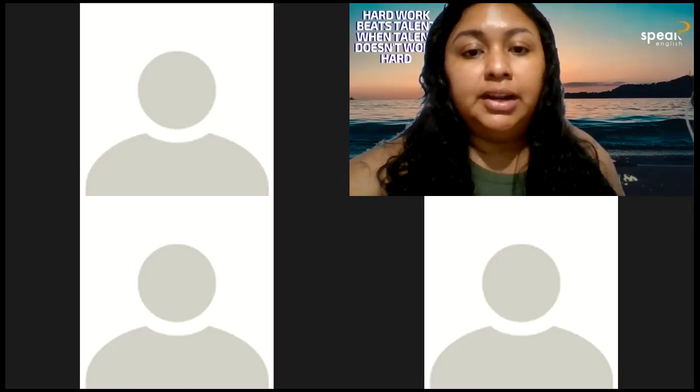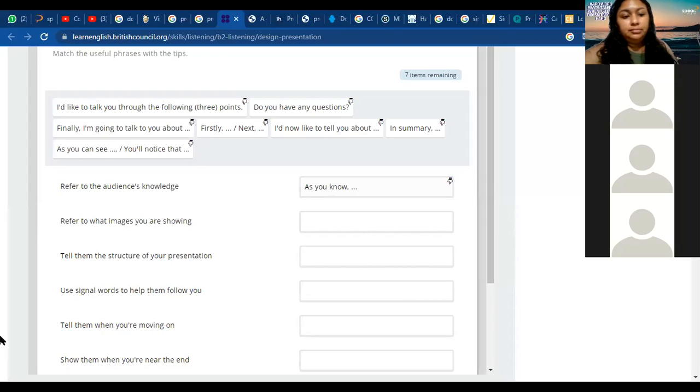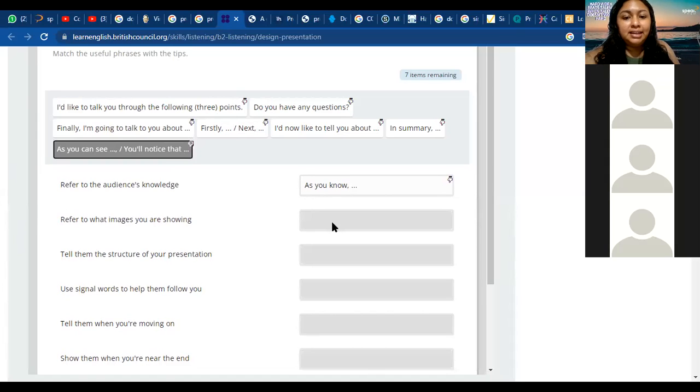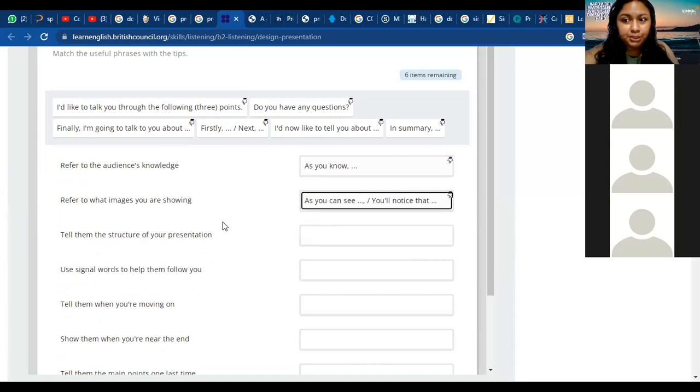Now, for referring to the images you are showing, what is a phrase that you can use? As you can see... you'll notice that. Exactly. And then you show the piece of information, right?